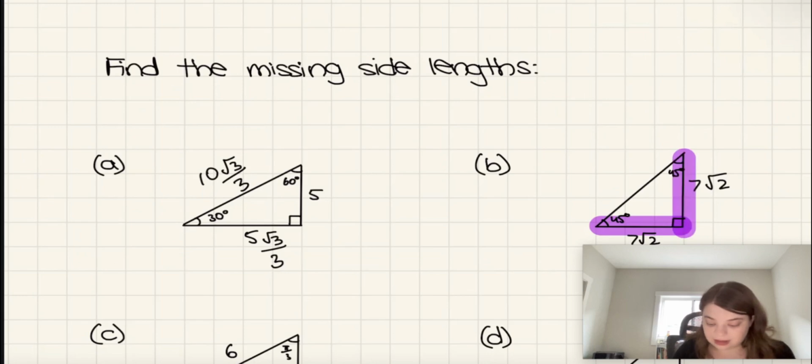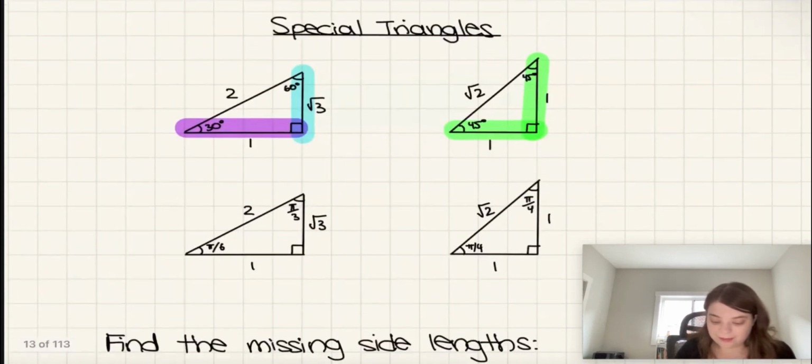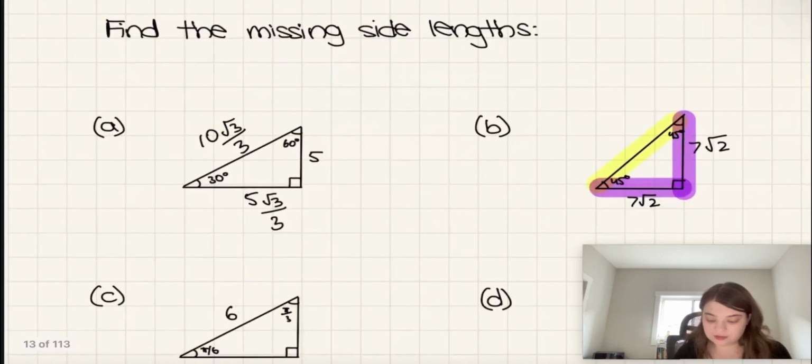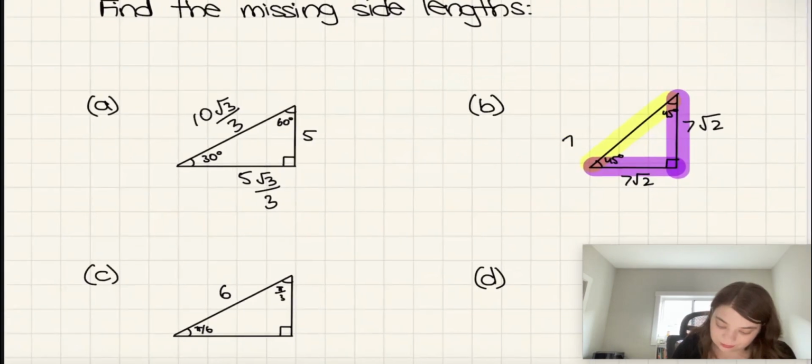Then, how do we find the hypotenuse? Well, how do we find the hypotenuse on this one? Well, how would we get from 1 to square root of 2? We multiply by square root of 2. And so therefore, what we can do is take 7 root 2 and multiply it by root 2. So we get 7 root 2 times root 2, which is just equal to 7 times 2, which is equal to 14. So therefore, this side length here is 14. Okay, let's do part C.